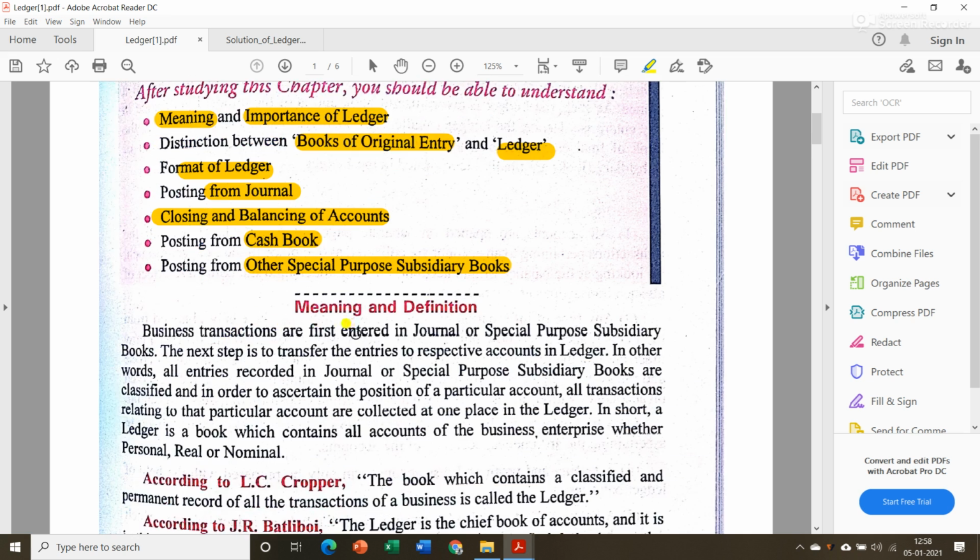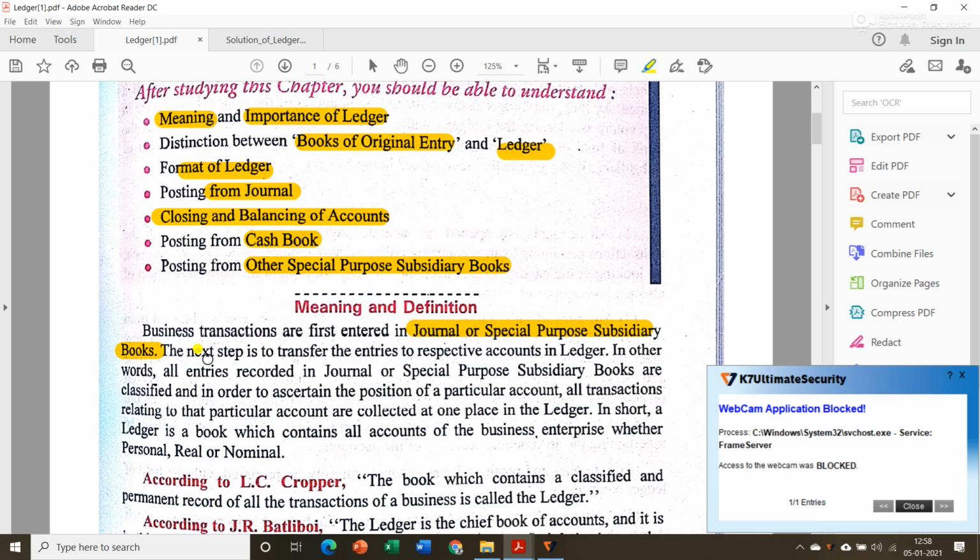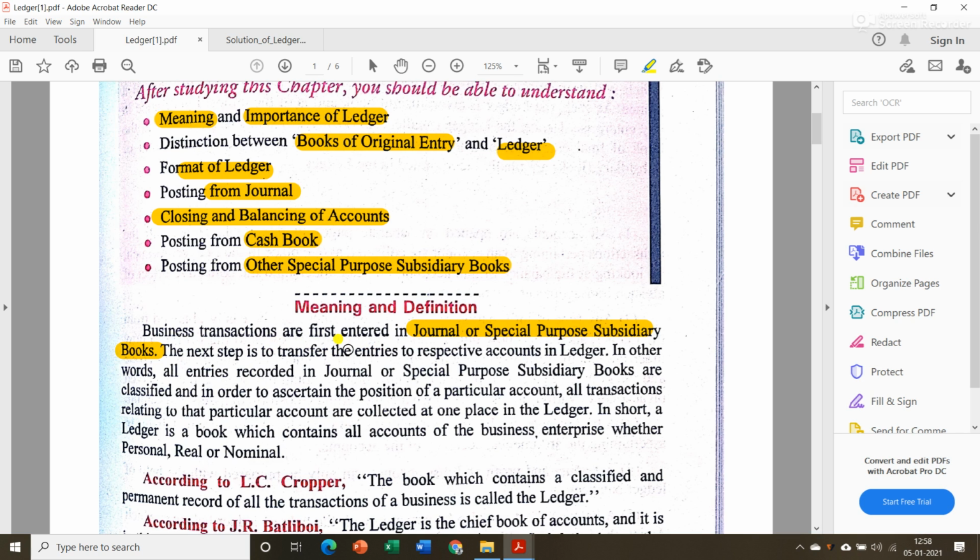Business transactions are first entered in journal or special purpose subsidiary books. In our previous sessions we have seen that from the source document we used to record those transactions in journal or special purpose subsidiary books. Then next what we do is that from that we used to take those entries and we prepare ledger, or in other words we can say that all entries recorded in journal or special purpose subsidiary books are then classified.